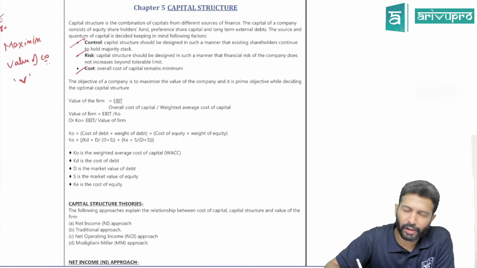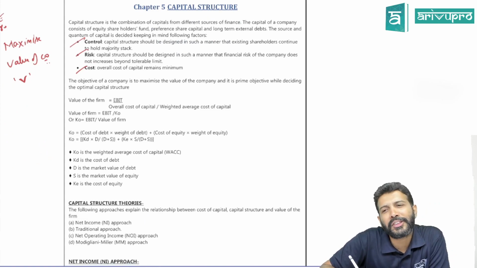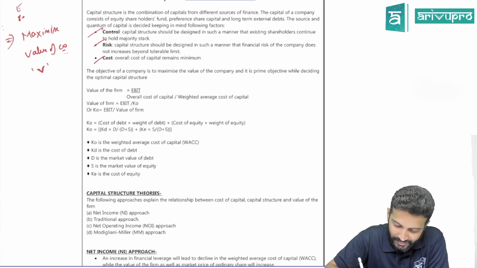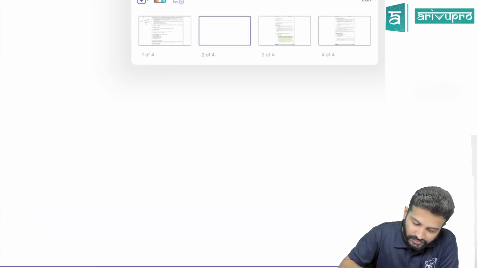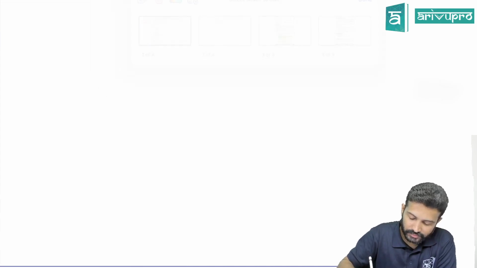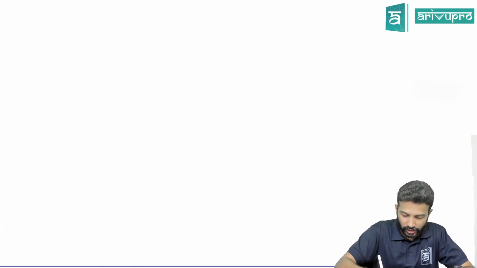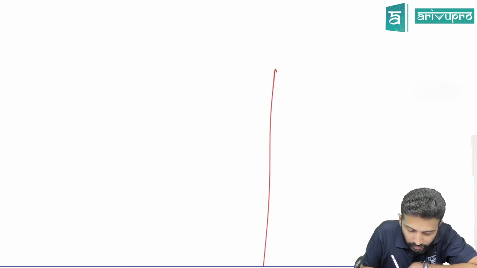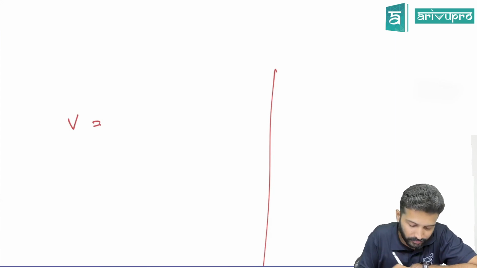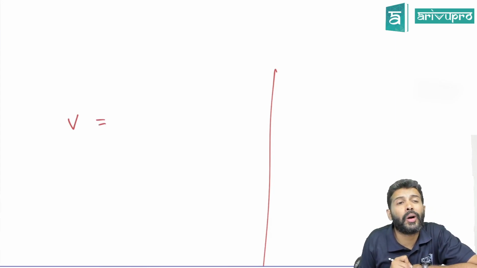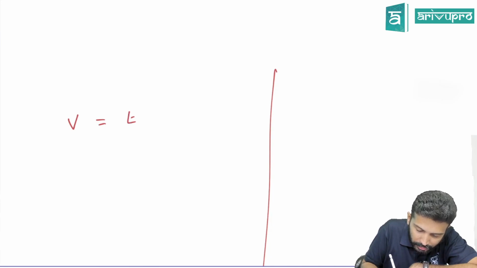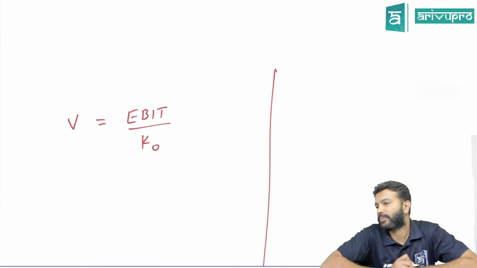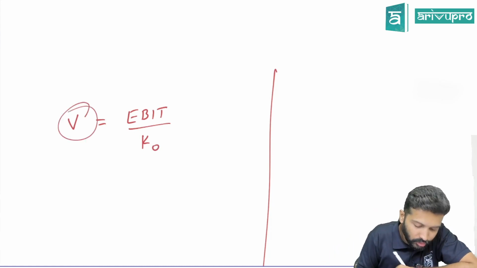Just like a few past topics, here also there will be some formulas. So can I write a few formulas and understand them a little better? First I'll list them down in one page so that it'll be easy for you. One, I said V. What is V, sir? V here stands for value of the firm. Value of the firm is given by the formula EBIT divided by K.